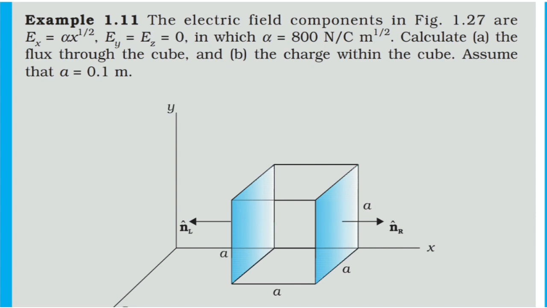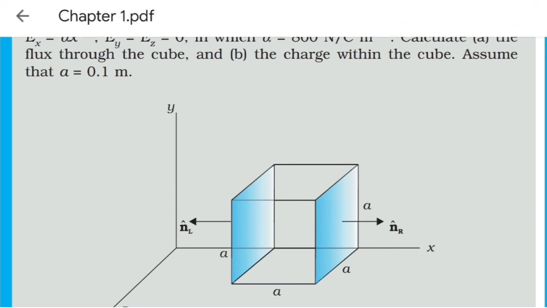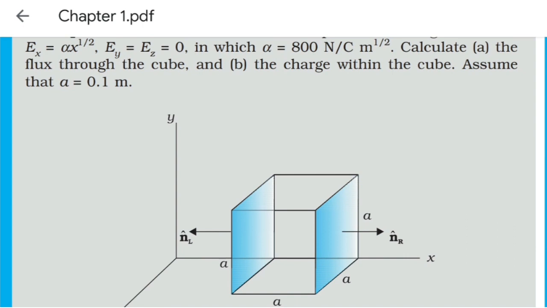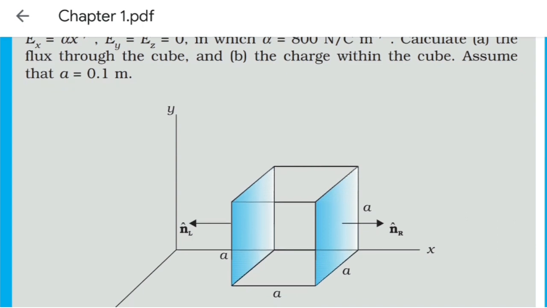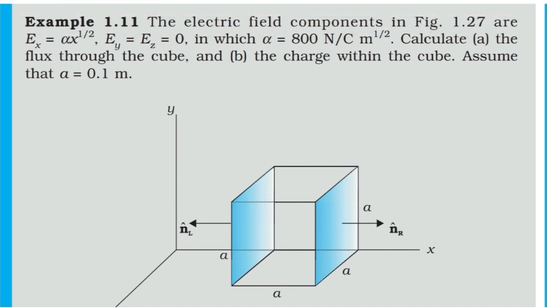And how the cube is kept, you can see from the diagram. The cube is kept with two faces parallel to the YZ plane. Since the electric field is only in the x direction, the flux will be passing... You can imagine what flux is: field lines. Field in the x direction means field lines are in that direction. So the field lines will pass only through these two faces which are shaded in blue.